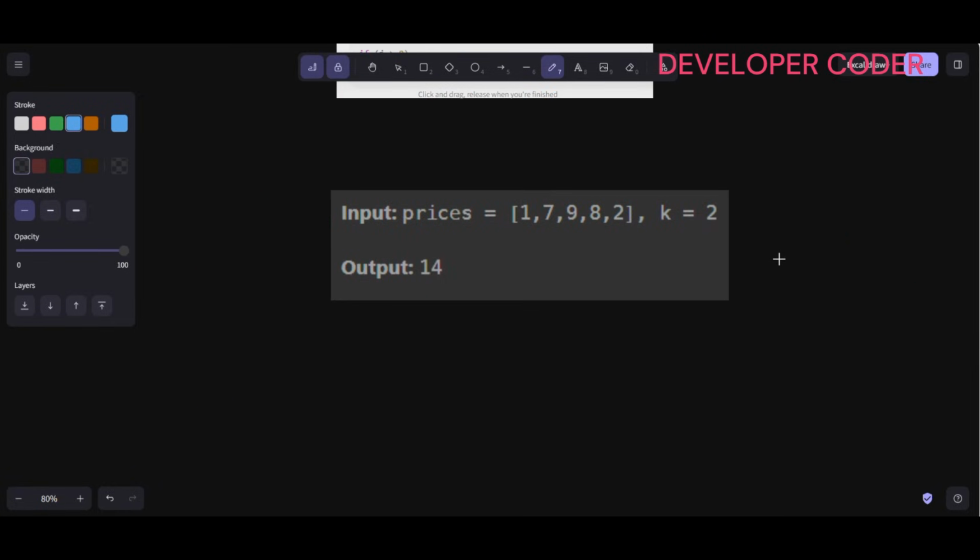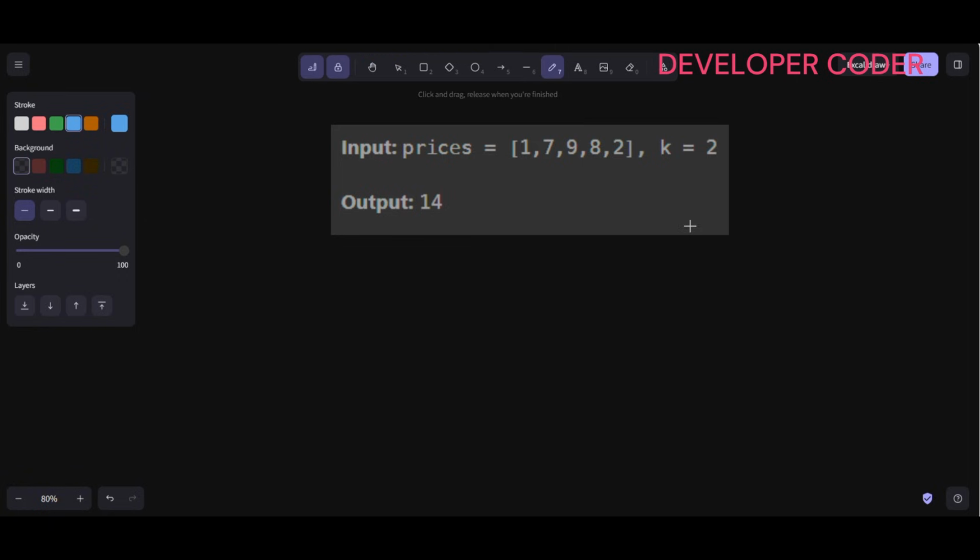Now let's understand the example. Now you will get a clear idea how I'm going to get 14. Here I have something like this: 1, then 7, then 9, then 8, and then 2. Now just see if you have just this one.